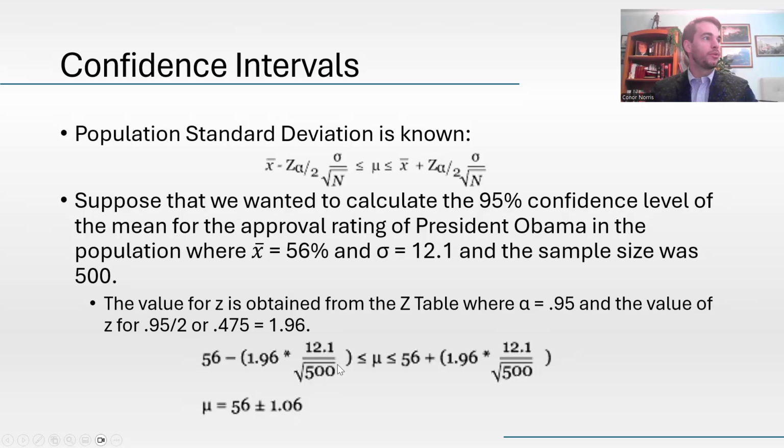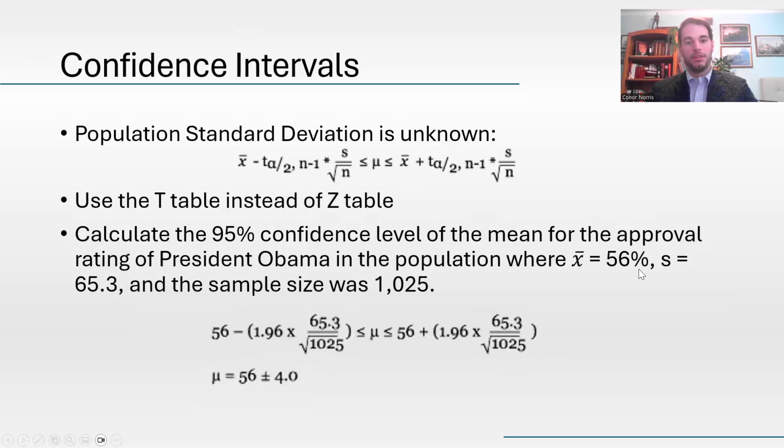Then here, the 12.1 divided by the square root of 500. So that's the population standard deviation and sample size. On the other side of the mu, we have the exact same thing, only this is plus, and that side is minus. So when we do algebra, we work out the math, we get a 95% confidence interval with a mean equals 56 plus or minus 1.06.